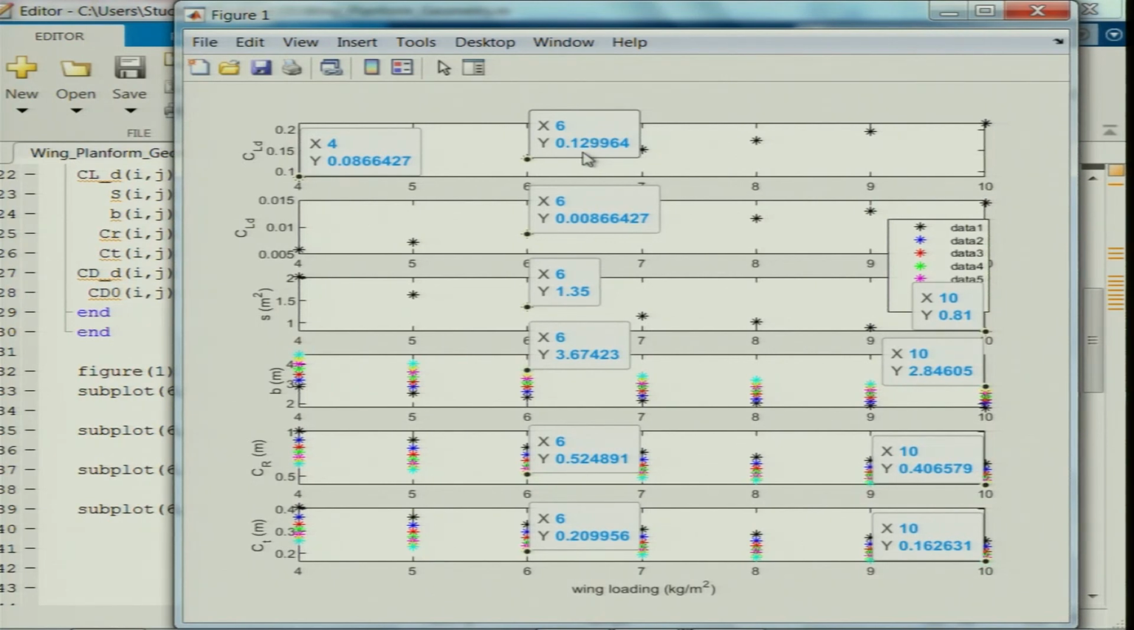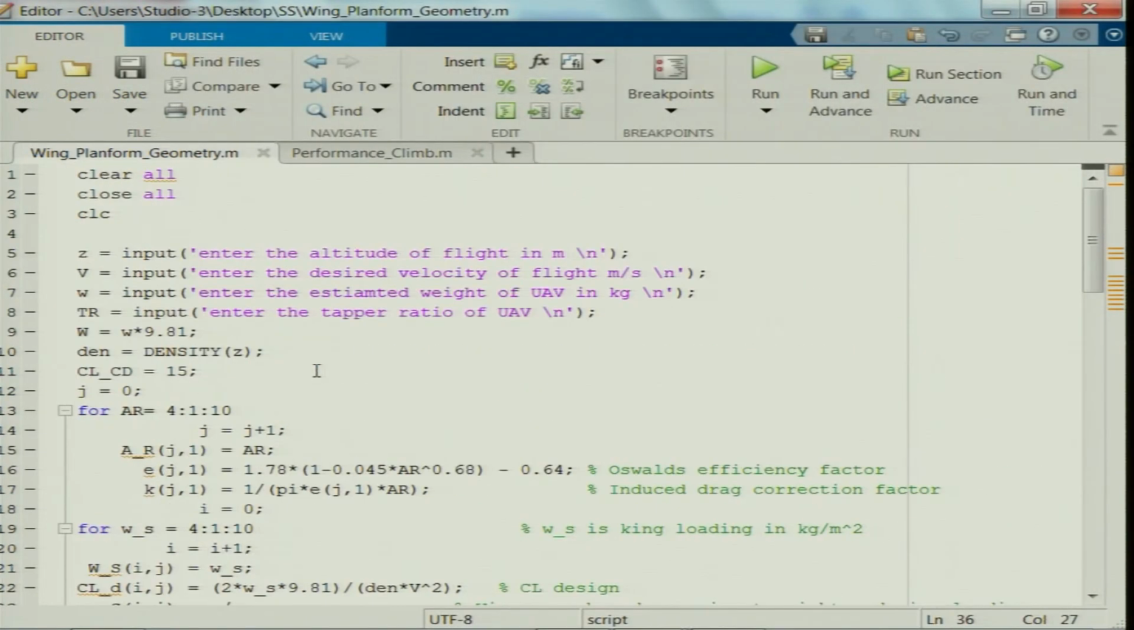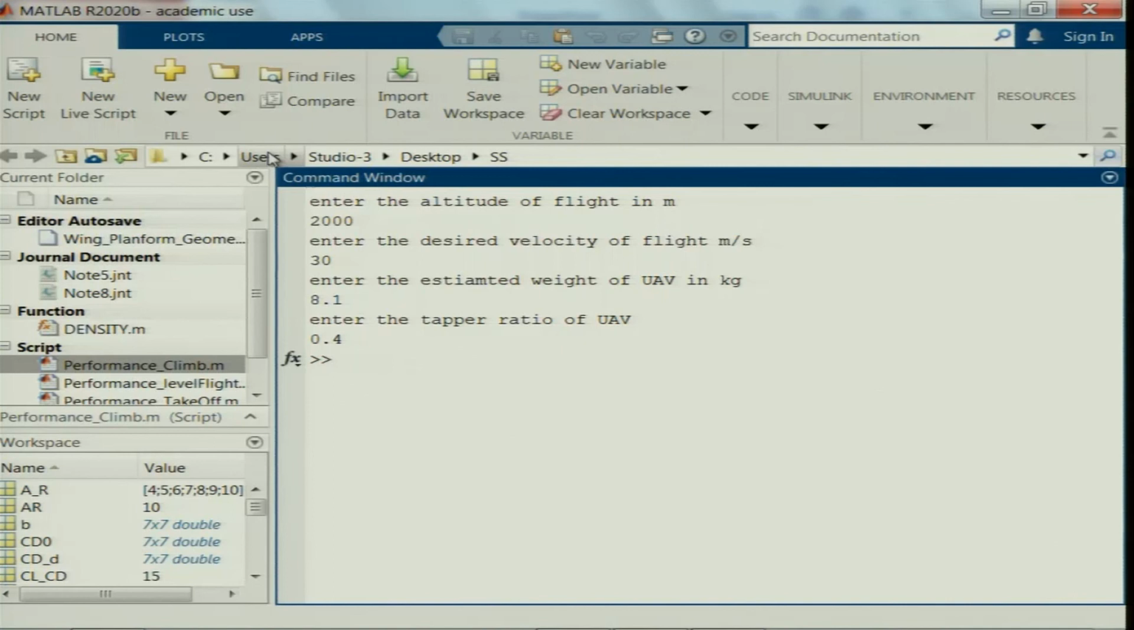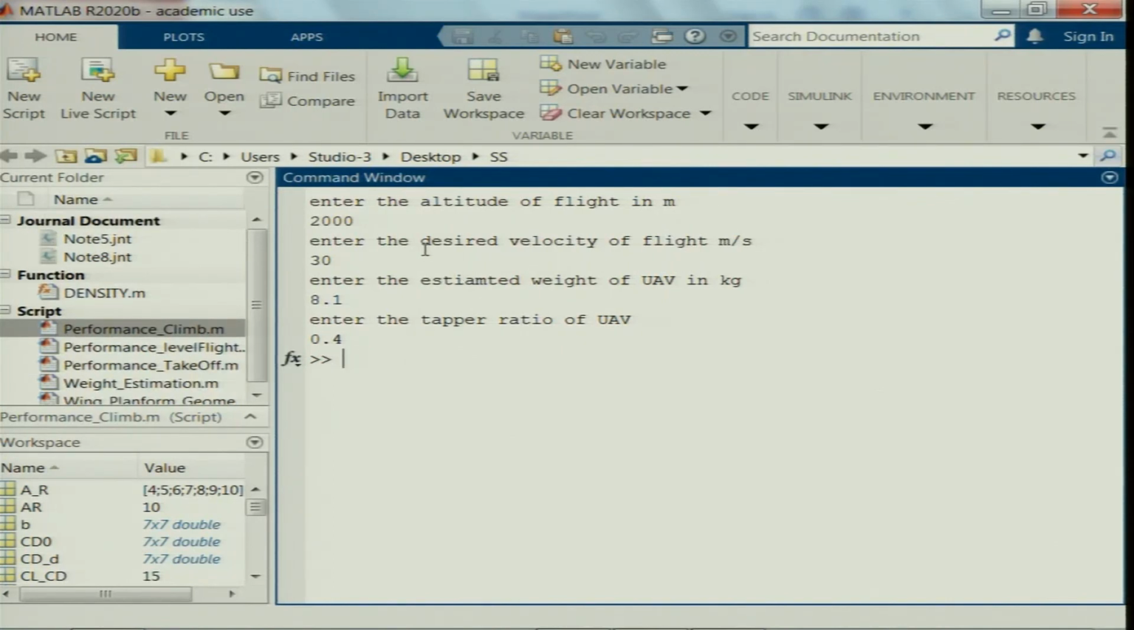Okay. So, this is how we can complete the planform geometry selection. So, in the next lecture we will try to look at what the cross sectional properties should be for this particular planform. Thank you.